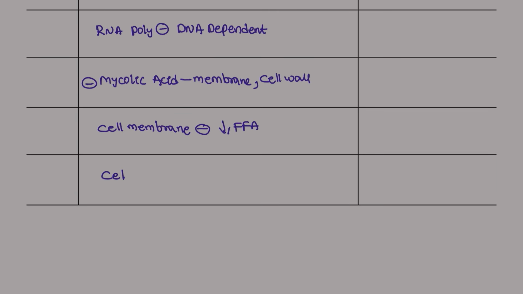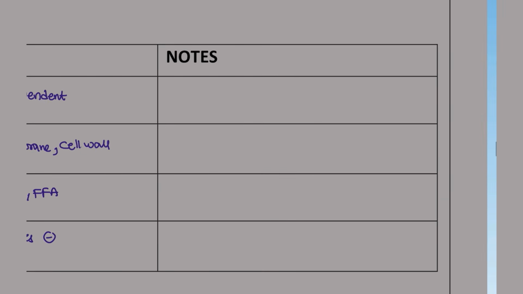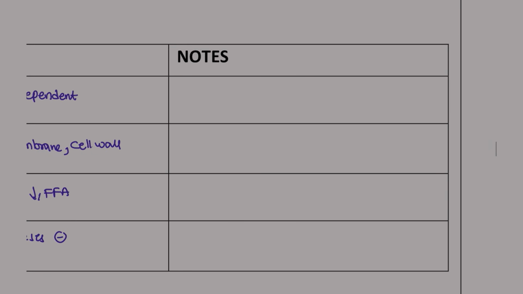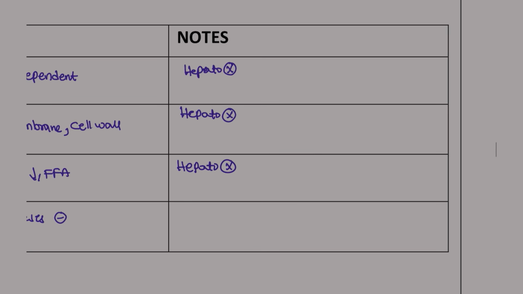Next, cell wall synthesis. If I block the cell wall synthesis, that will be the ethambutol. Next, the notable side effects that you have to take note of. All are going to be mostly hepatotoxic. All are contraindicated for those who are suffering from hepatotoxicity. Next, what are the other side effects?